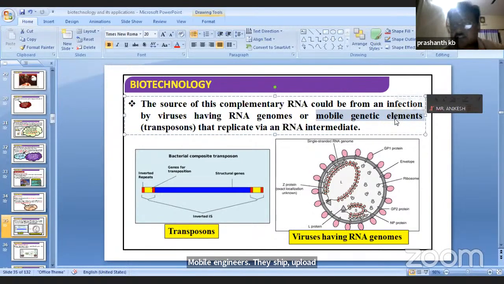Simple mutation we have studied, point mutation and frame shift mutation. Frame shift means shifting from one place to another place. That is called mobile genetic material elements or transposons we call. One more question with you. Is it clear?